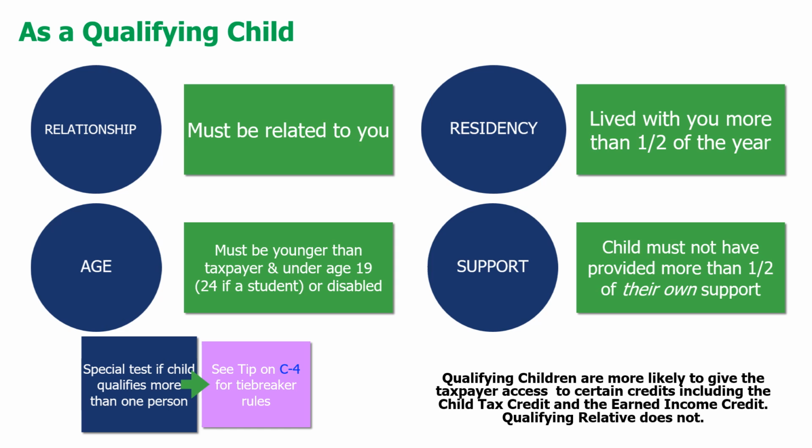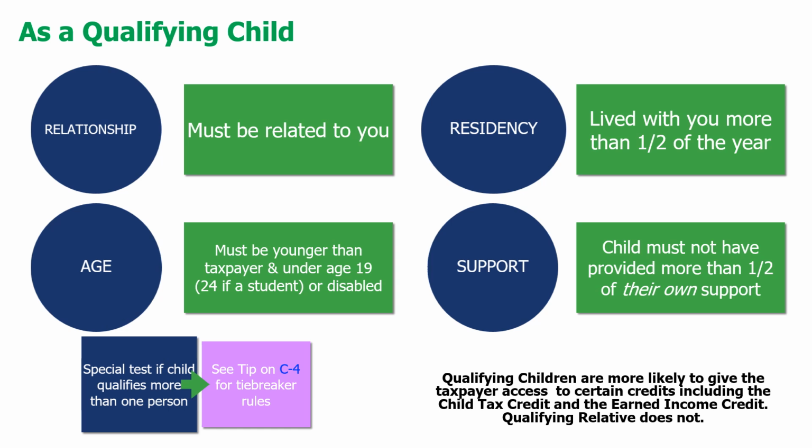The age test. To qualify, the child must be under the age of 19 by the end of the tax year and younger than the taxpayer, or a full-time student under the age of 24 at the end of the tax year and younger than the taxpayer, or they can be any age if they are permanently and totally disabled.